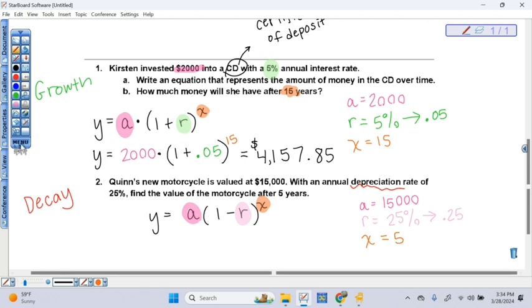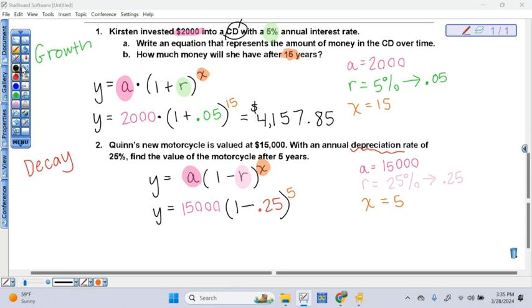And what's the time that we're looking at? 5 years. Good. So again, y equals 15,000 times (1 minus 0.25) raised to the 5th power. And one more time, can you please plug that in your calculator and show me what you get? And then you can start working on the back. There are some problems like what we were doing earlier this week, as well as problems like this, as well as some more complex ones. You don't like that word?